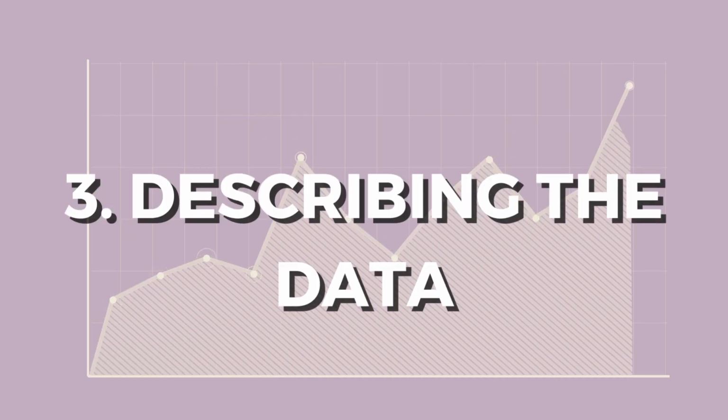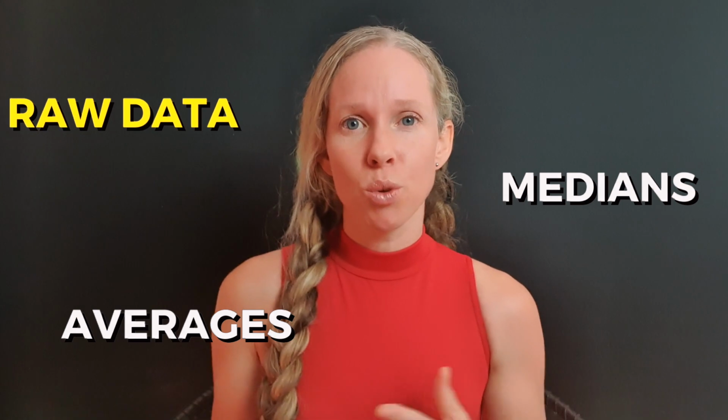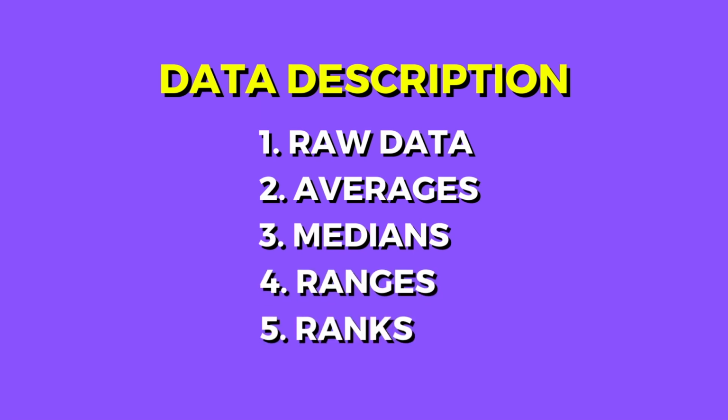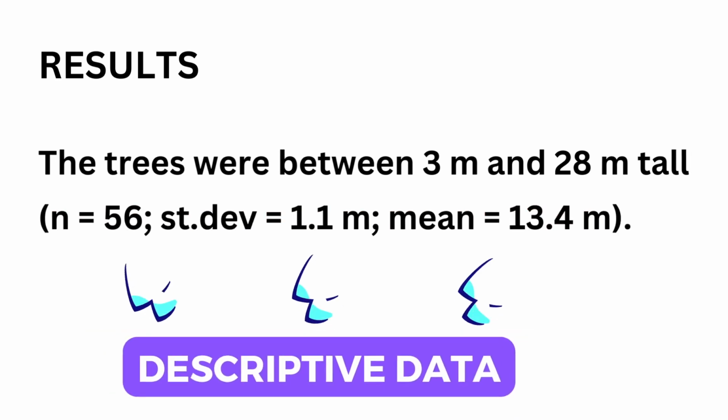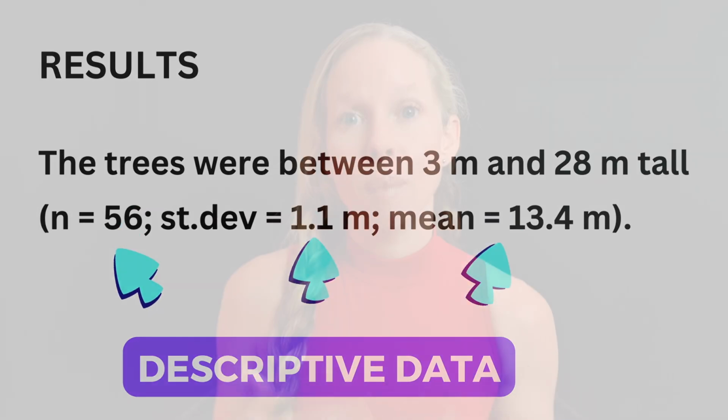The third lesson I learned was that I had to decide how I wanted to describe my data before I wrote about it. I hadn't realized, but before I learned this lesson, I used to jump around from talking about averages to medians to raw data, and it was really confusing for my reader and made it really hard for me to write my results section. Now I always decide how I'm going to describe my data before I start writing about it. I usually choose between raw data, averages, medians, ranges, or ranks. And then I always provide my descriptive data in brackets after I provide my main finding. And that includes things like sample size, standard deviation, and sometimes a mean will go in here as well, depending on how I've decided to describe my main finding.